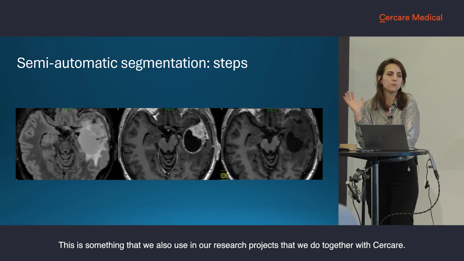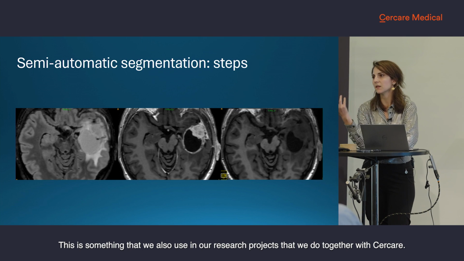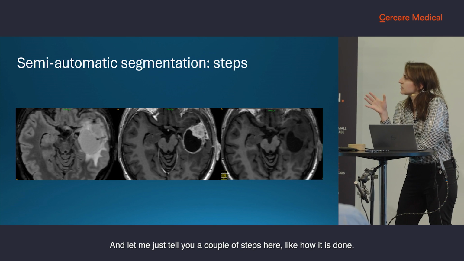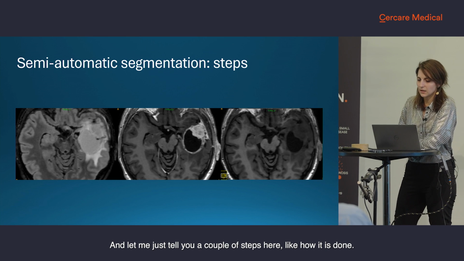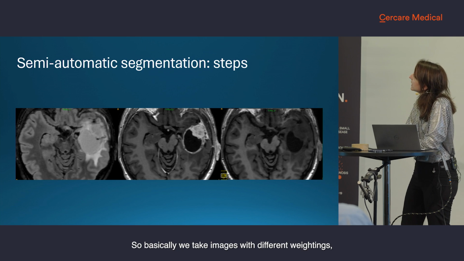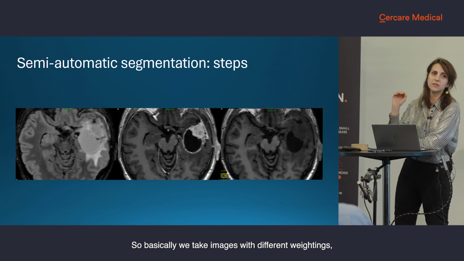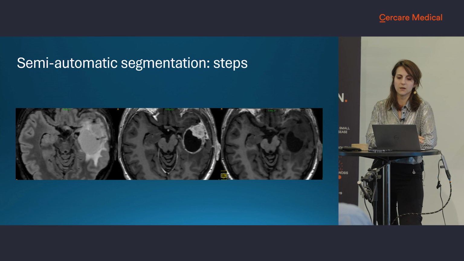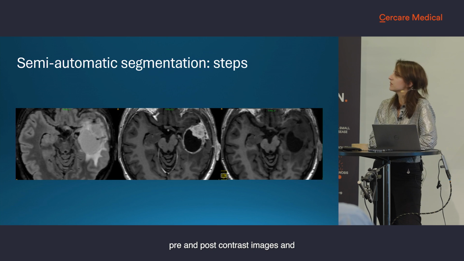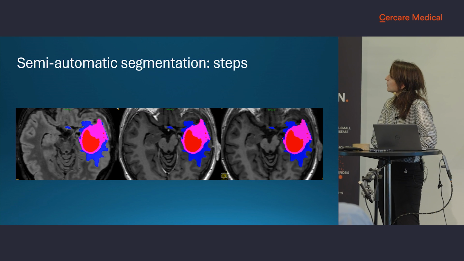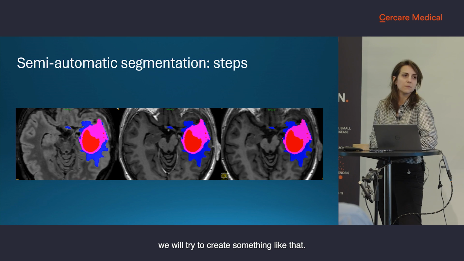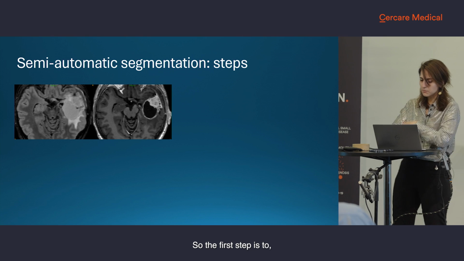Let's have a look at the semi-automatic segmentation. This is something that we also use in our research projects that we do together with Serker. And let me just tell you a couple of steps here, like how it is done. Basically, we take images with different weightings, pre- and post-contrast images, and we will try to create something like that.